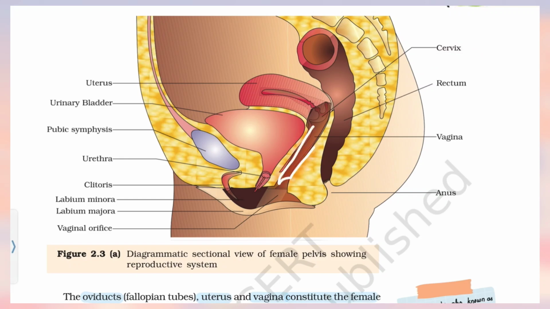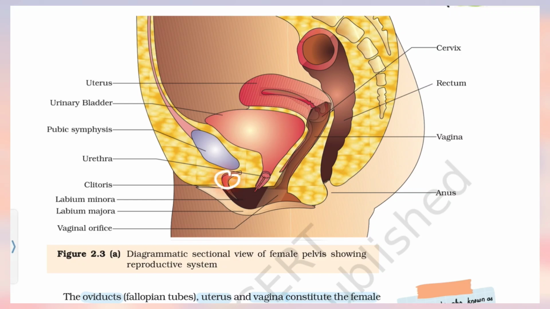This muscular tube is the vagina. It receives the male gametes during copulation and also acts as the birth canal. This external opening is the vaginal orifice, which opens to the outside of the body. These outer folds of skin are called the labia majora. They protect the external genital structures. Just inside are the labia minora, smaller folds that surround the vaginal opening.